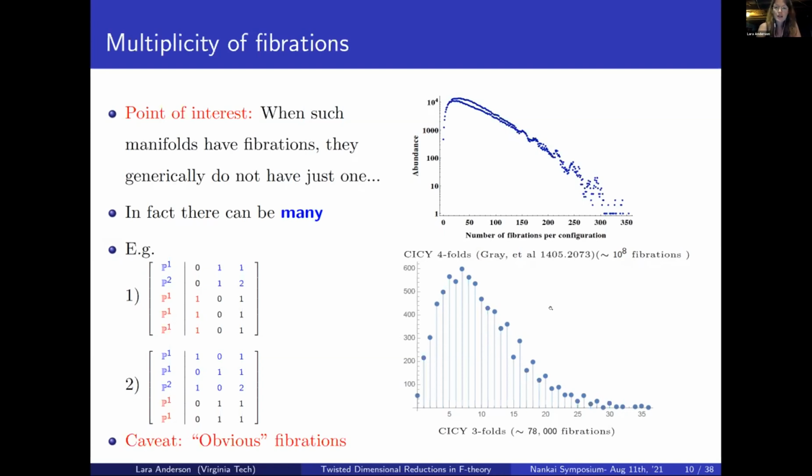Those can be counted, and as you can see, this is the number of fibrations per configuration. This top plot is for fourfolds, the bottom one for threefolds. There can be as many as 350 different descriptions as a fibration for one Calabi-Yau fourfold.